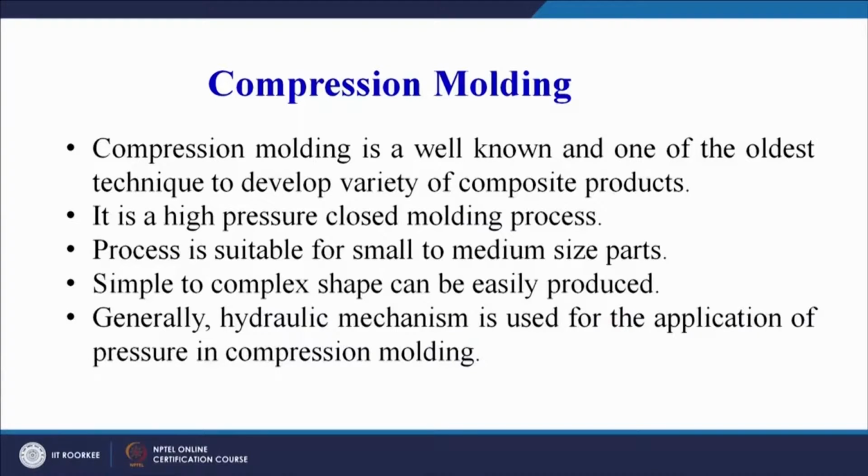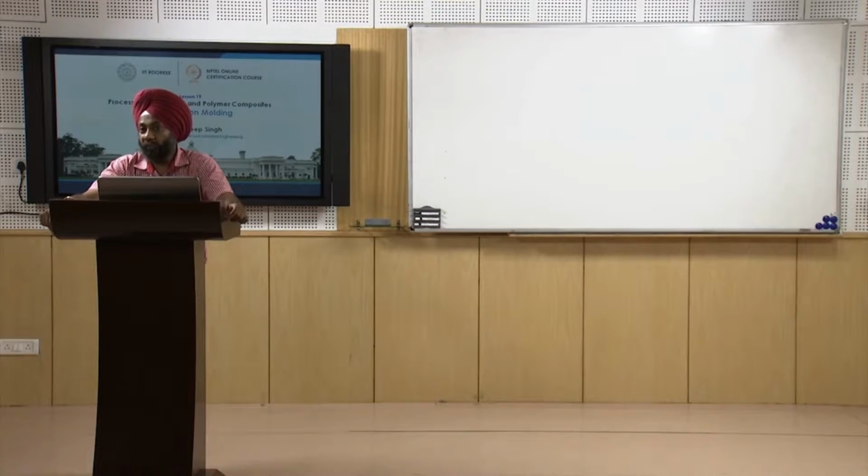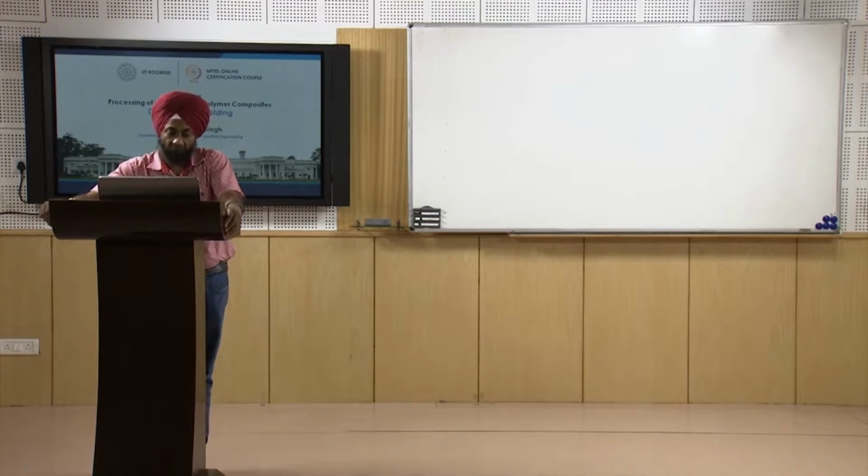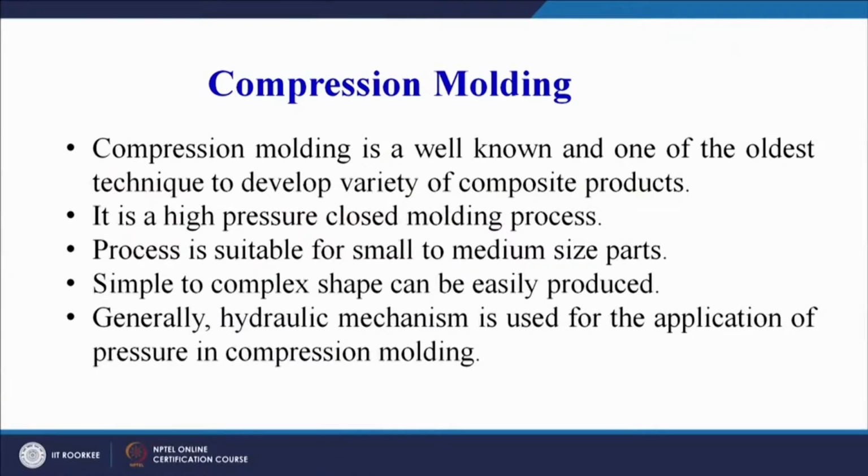Small to medium size parts can be made, and simple to complex shapes can be produced easily. Why complex shapes? Because it is a high pressure molding technique. When high pressure is there we can always make a complex geometry. So that is one advantage of the compression molding machine. Generally a hydraulic mechanism is used for the application of pressure in compression molding. We have seen that it is a high pressure process. How will we apply the pressure? The pressure will be applied with the help of a hydraulic mechanism. We will try to understand this with the help of a figure also.